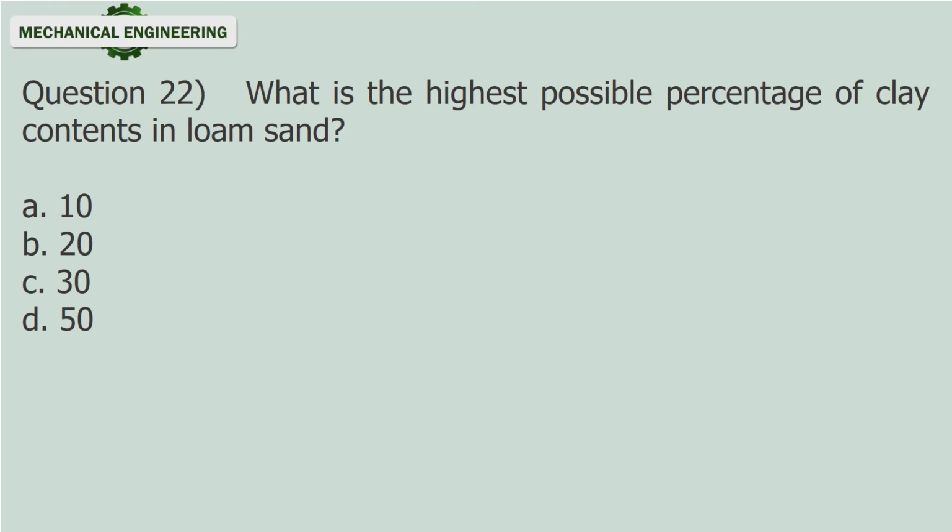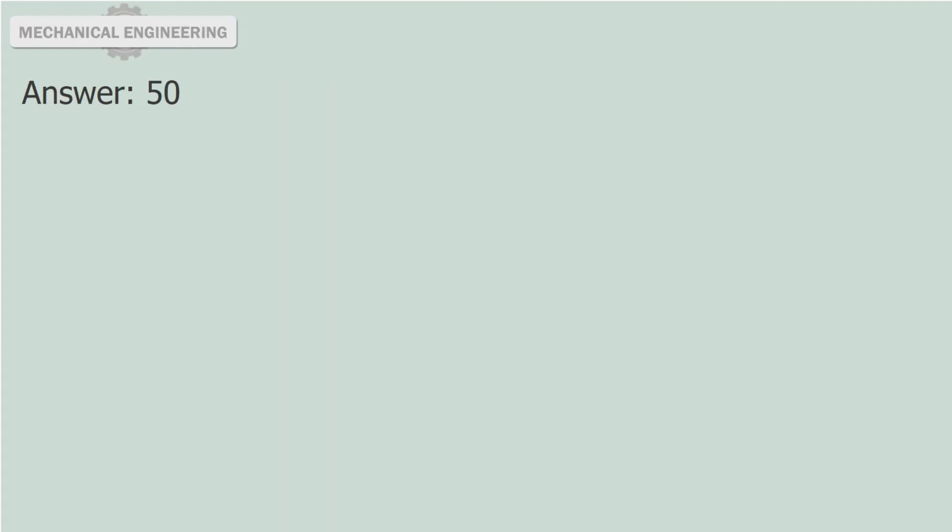Question 22. What is the highest possible percentage of clay contents in loam sand? A. 10. B. 20. C. 30. D. 50. Answer: 50.